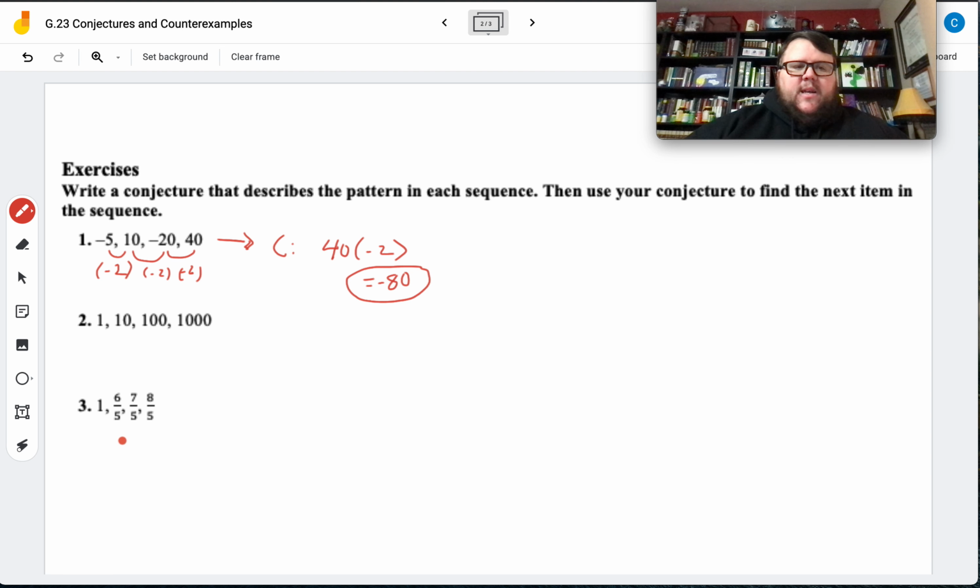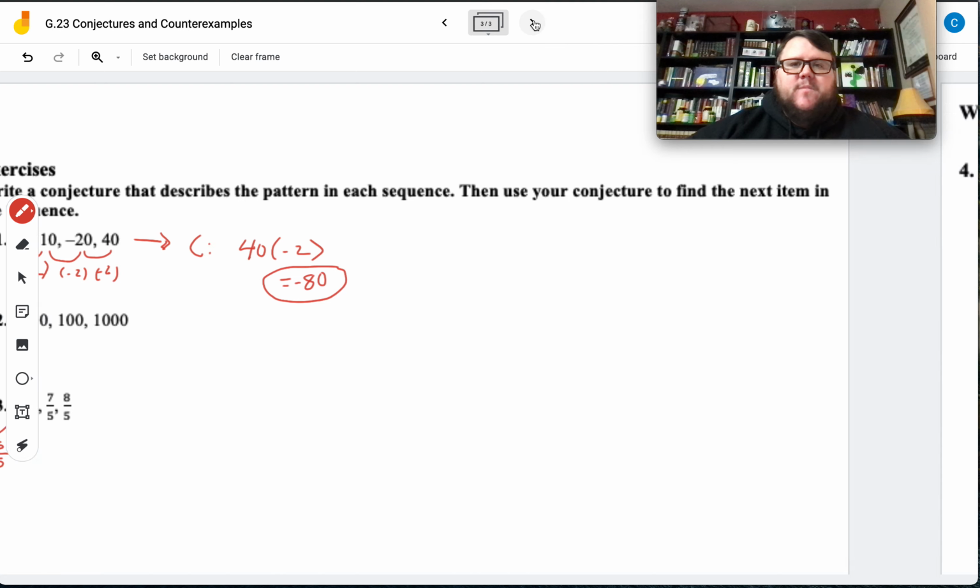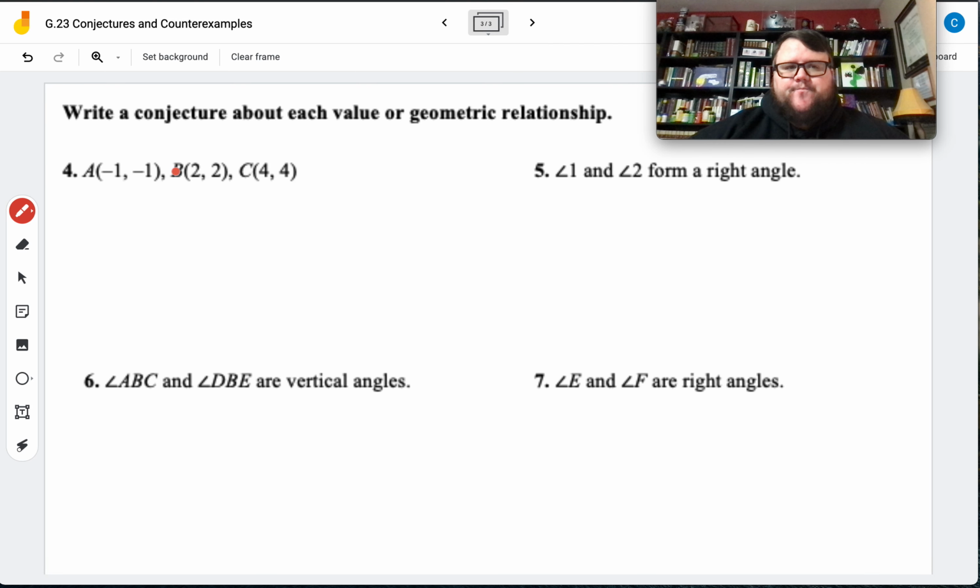I'm going to give you a heads up here. I'm not going to give you the answer for 3, but I'm going to give you a little heads up. 1 can be written as 5 over 5. Remember, 5 over 5 is 1. So 5 over 5, 6 over 5, 7 over 5, 8 over 5. You should be able to get the next one.